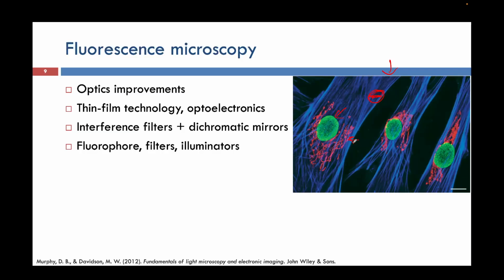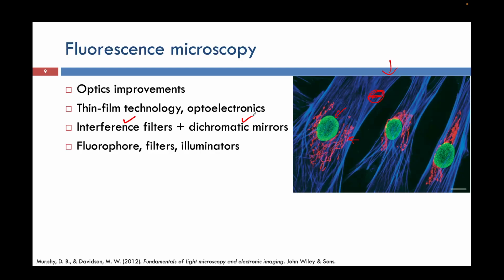So there are two factors which are used in fluorescence microscopy. There are two systems which are crucial for this fluorescence microscopy. One is the interference filter, another one is the dichromatic mirror. We'll see what the interference filter and dichromatic mirrors are.